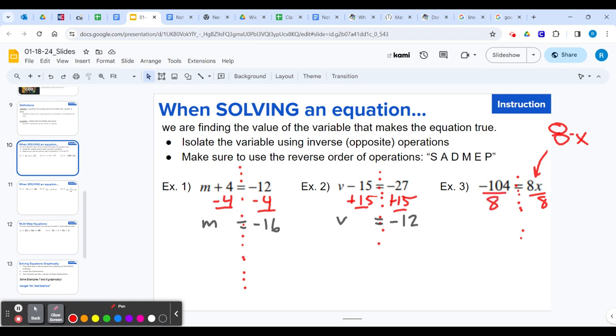And if I do that, let me grab my calculator. We get negative 104 divided by 8. That gives us negative 13. So negative 13 on the left equals, and that 8 and 8 just cross each other out, and we get x as our answer for number 3.